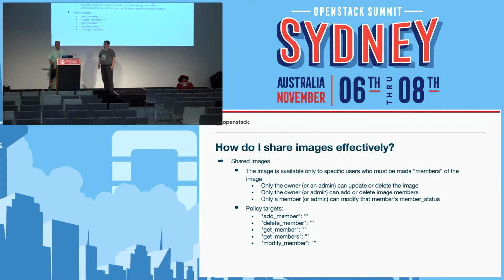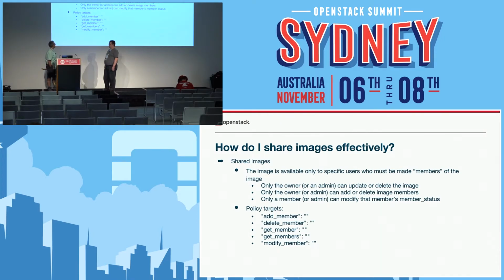But only the member or an admin can change the image status. So this is the anti-spam feature. The image producer will share it with you by using your tenant ID, but only you can modify your status. By default, when an image is shared, it's created in pending status, and those don't show up in your default image list. So if you accept it, then it will.